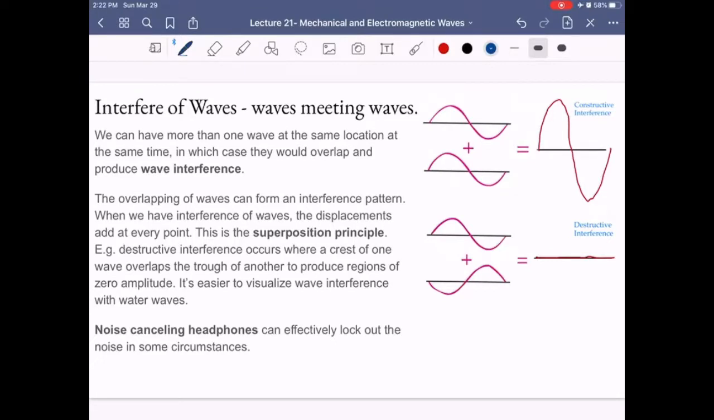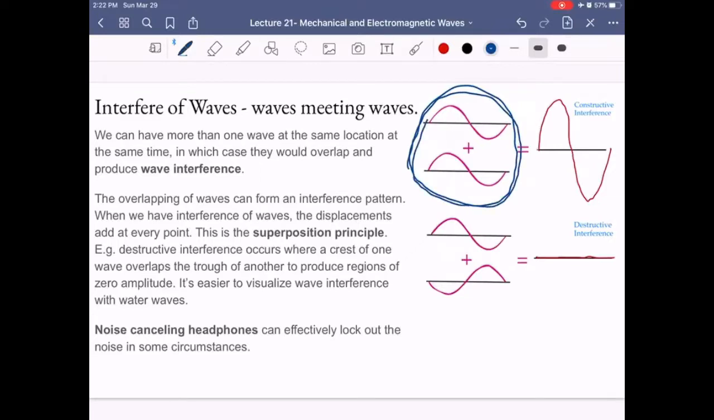In space, we can have more than one wave at the same time, at the same location. And when that happens, they interfere either constructively or destructively, or we have some kind of interference pattern. Suppose we have this top diagram here, and we have two waves at the same location, and they happen to be identical.